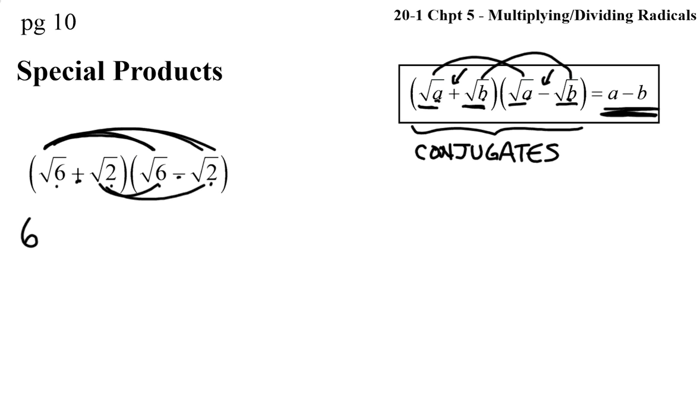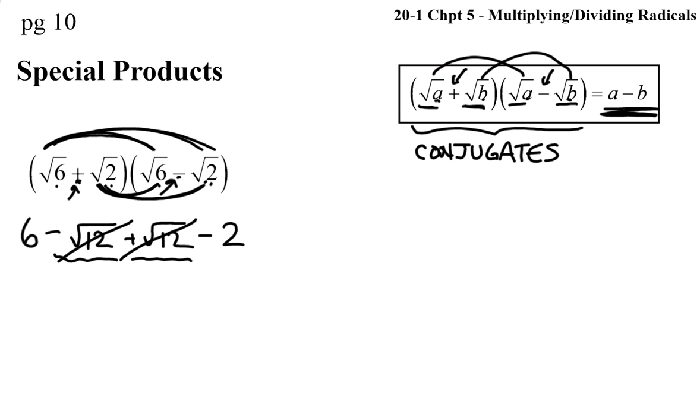Root 6 times negative root 2 is a negative root 12. Finish off the FOIL: root 2 times root 6 is a positive root 12. Root 2 times negative root 2. Well, root 2 times root 2 is just 2, but a positive times a negative is a negative 2. Because we have different signs, we end up with a negative root 12 and a positive root 12. These two terms for conjugates will always cancel out.